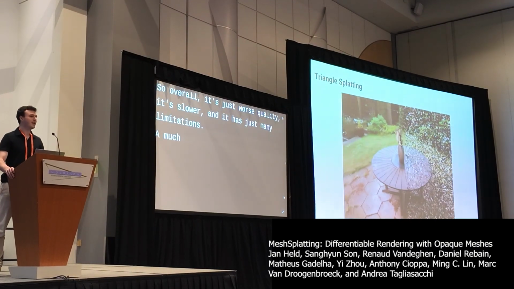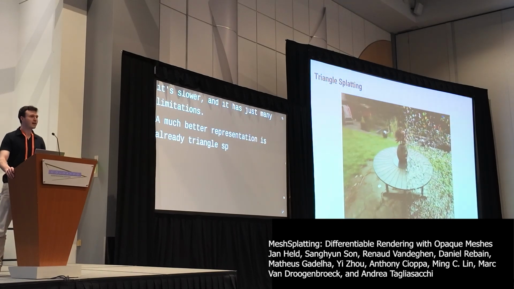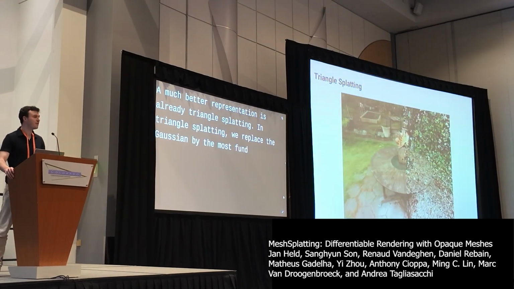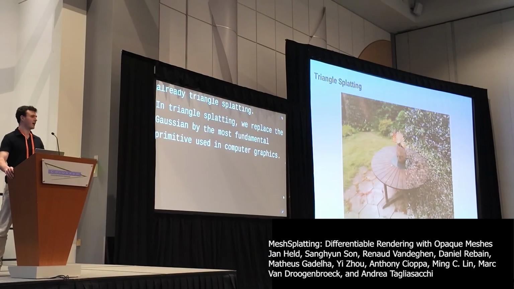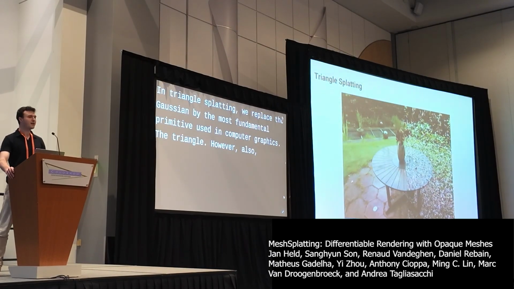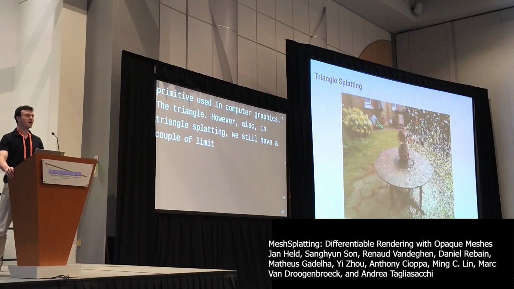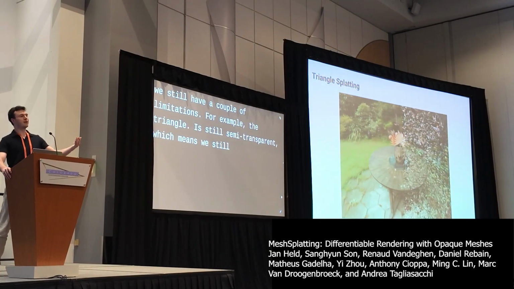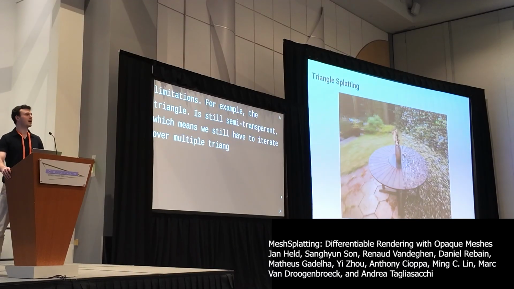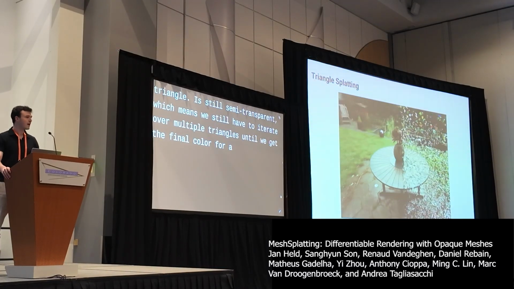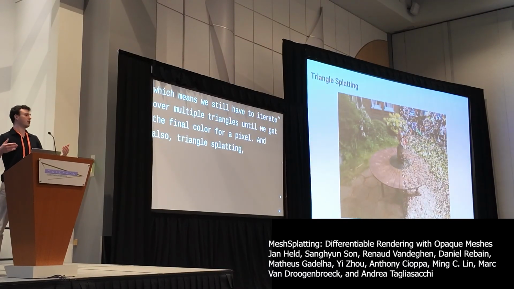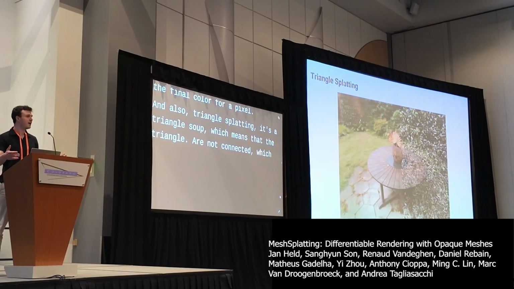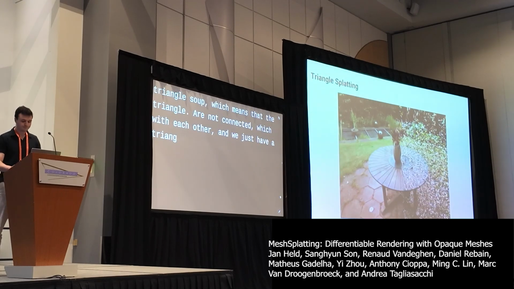A much better representation is already triangle splatting. In triangle splatting, we replace the Gaussian by the most fundamental primitive used in computer graphics, the triangle. However, also in triangle splatting, we still have a couple of limitations. For example, the triangle is still semi-transparent, which means we still have to iterate over multiple triangles until we get the final color for a pixel. And also triangle splatting produces a triangle soup, which means that the triangles are not connected with each other.